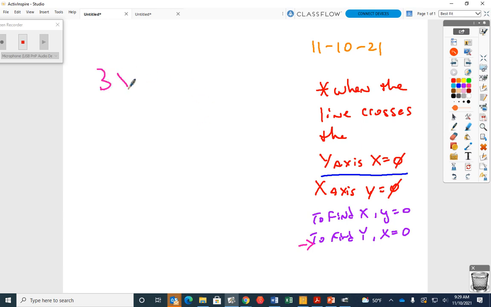Try this one. 3x minus y equals negative 3. All I want you to do is find the x and y intercepts. You don't have to graph them. We'll graph them together. Find the x and y intercepts. Go.